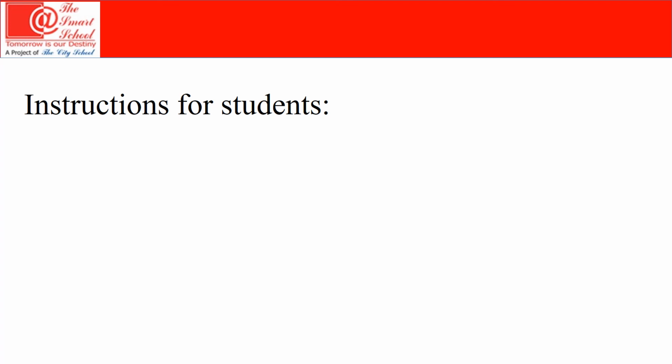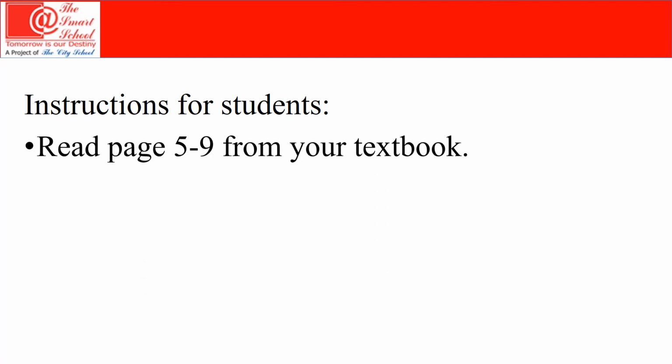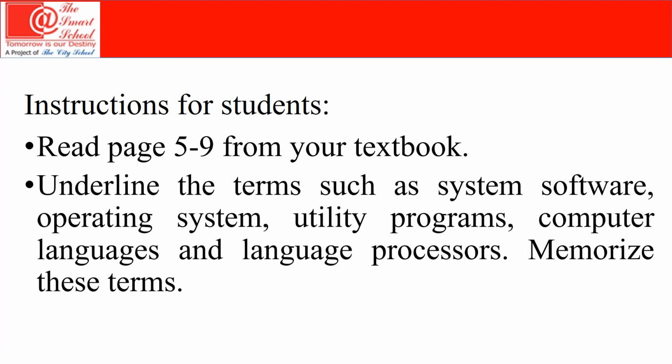Instructions for students. Read from page number 5 to 7 from your textbook. Underline the terms such as system software, operating system, utility programs, computer languages, and language processors. Memorize these terms and their functions.